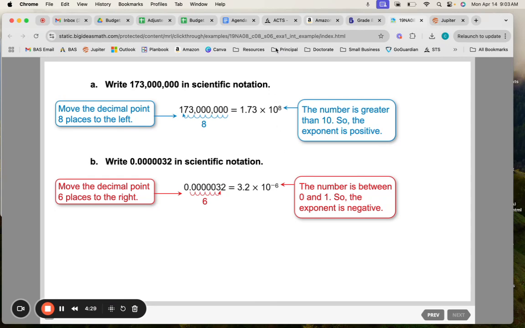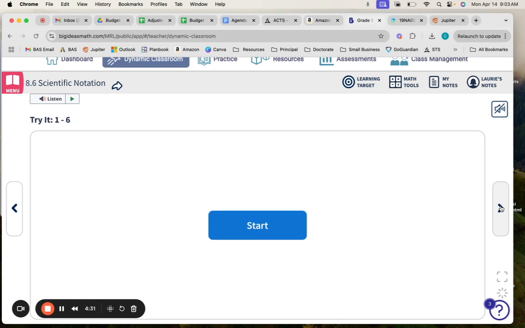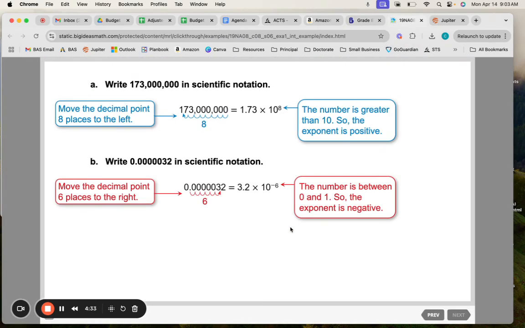Any questions? All right. Go do numbers 1 through 6 on the triads. You have to write this down.